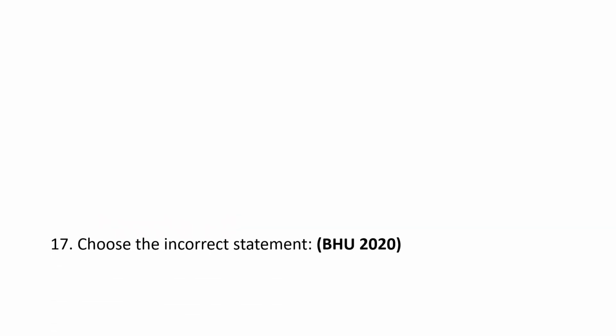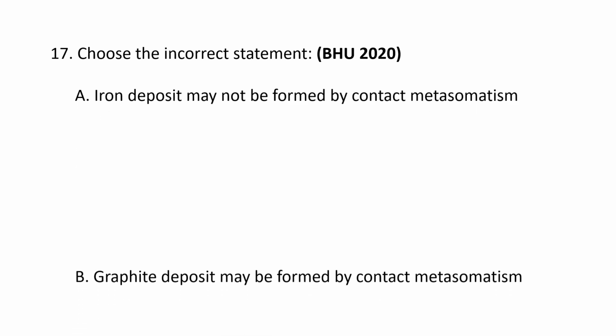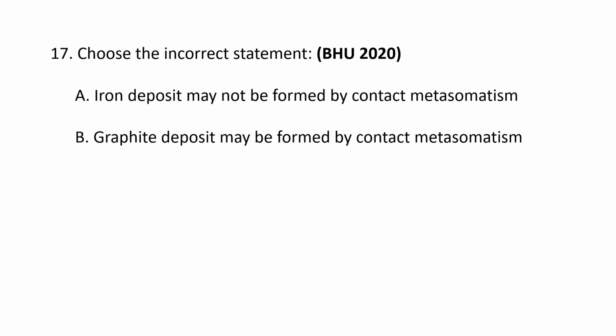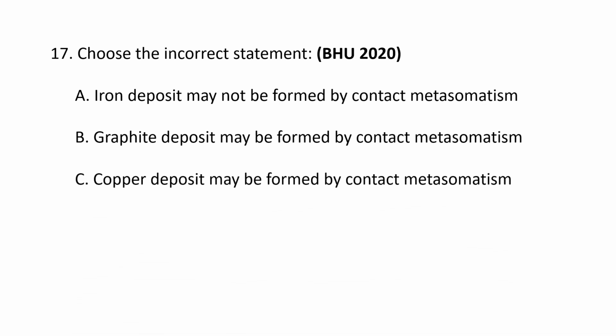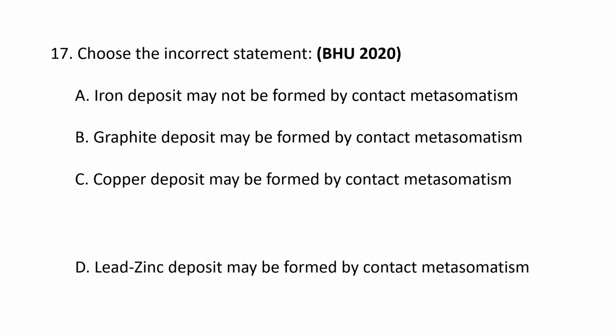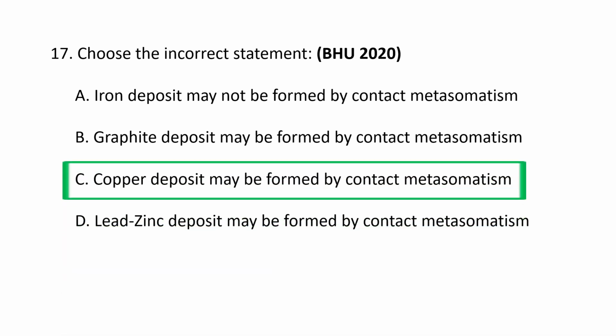Next question. Choose the incorrect statement. A. Iron deposit may not be formed by contact metasomatism. B. Graphite deposit may be formed by contact metasomatism. And C. Copper deposit may be formed by contact metasomatism. And D. Lead deposit may be formed by contact metasomatism. The incorrect statement is A.